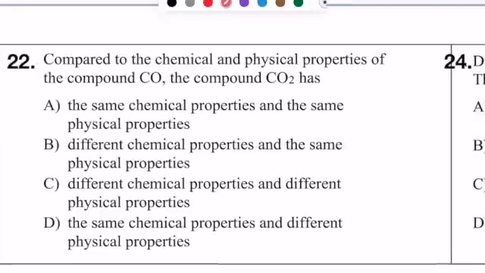So for number 22, compared to the chemical and physical properties of the compound CO, the compound CO2 has, now as you can see, they are two different compounds, and whenever we have two different types of substances, they are always going to have different properties. I can kind of guarantee that this question or something similar to this is going to show up on your exam. So please make sure that you remember that whenever we have two different substances, they always have different properties, both chemical and physical. So your answer in this case is going to be different chemical properties and different physical properties.